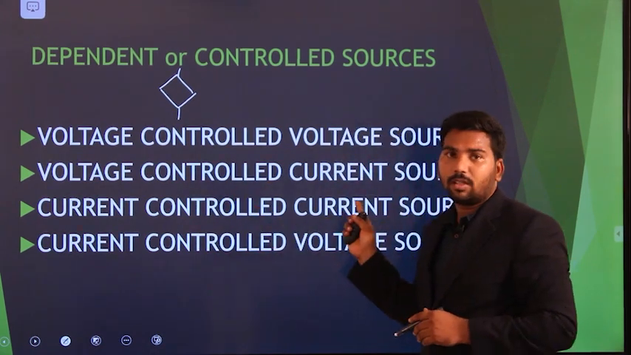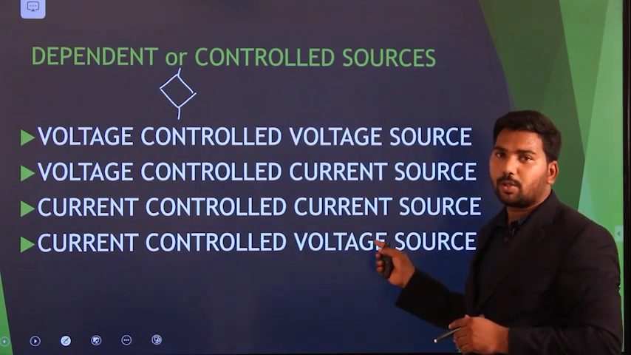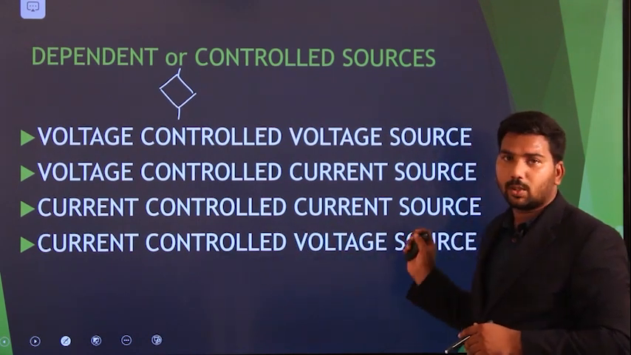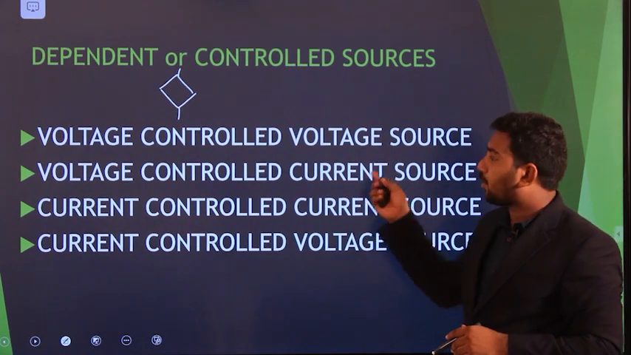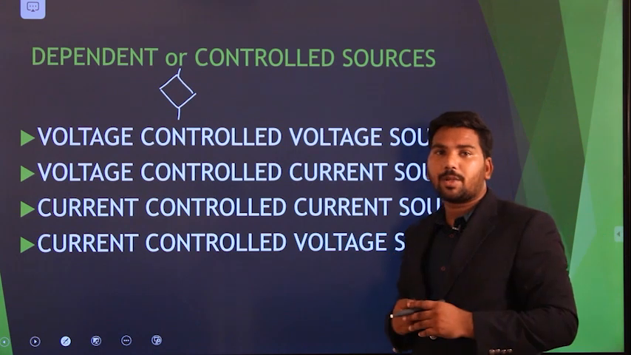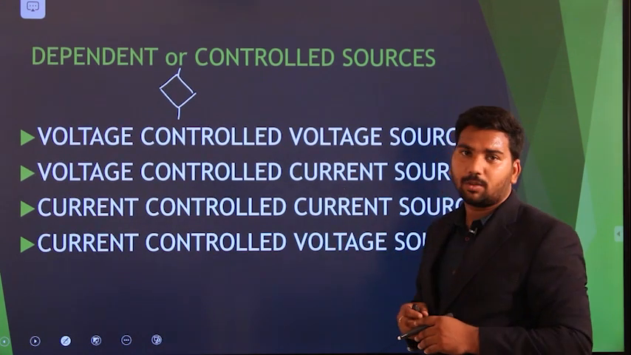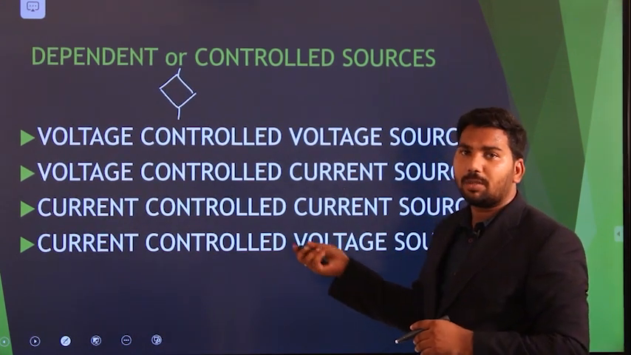Voltage controlled current source, current controlled voltage source, current controlled current source. So there are 4 types of dependent sources. Clear? There are 4 types of dependent sources. Sometimes we can call them controlled sources also. Okay. We will see these things one by one.